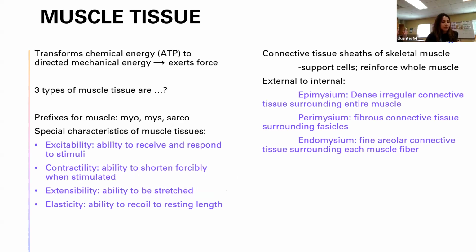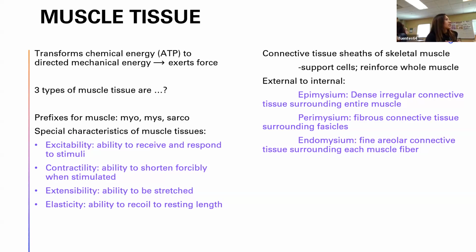Okay, muscle tissue. The big thing you need to know is that muscle tissue transforms chemical energy, or ATP, to directed mechanical energy, and then exerts force. So it's taking the chemical energy, or ATP, and directing that to mechanical energy to allow us to perform movements, to do different things, to raise our arm, to kick our leg.